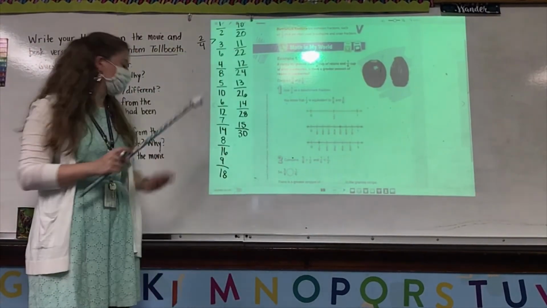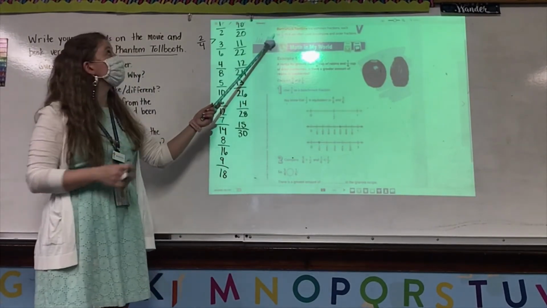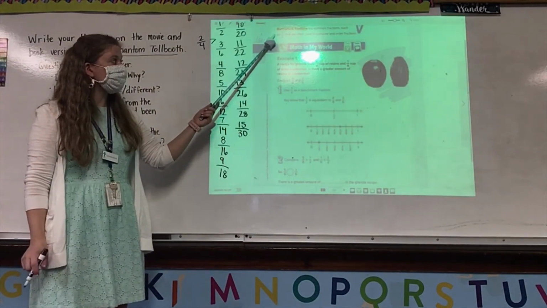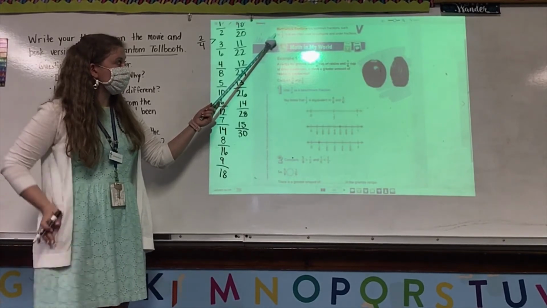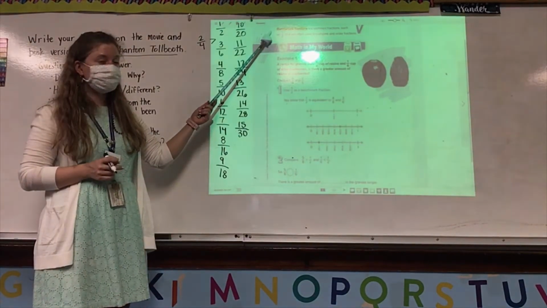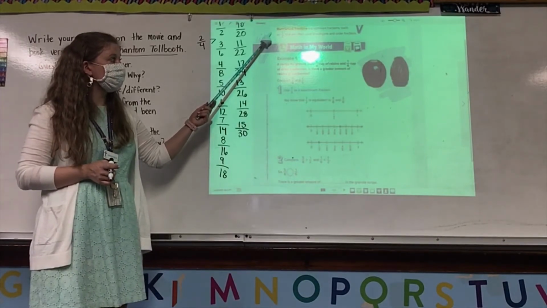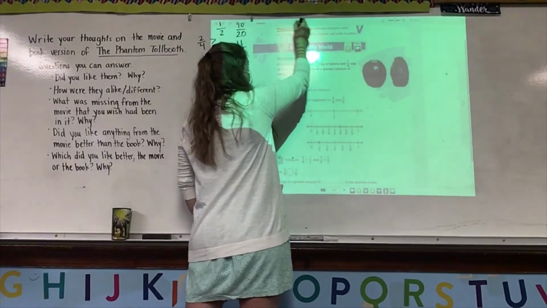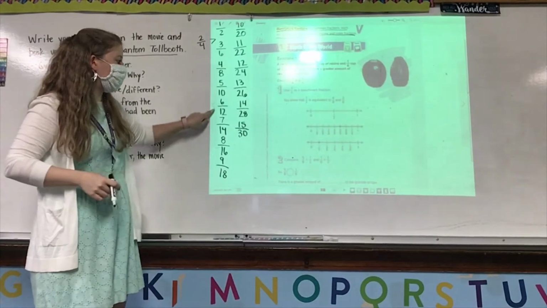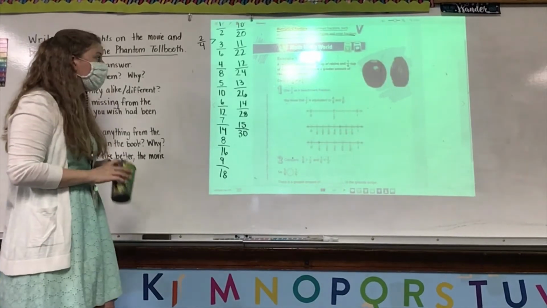The main part of the lesson. Please read the sentence under the title. Zari. Benchmark fractions are common fractions such as 1/2 that are often used to compare or order fractions. Good. So benchmark fractions are common fractions such as 1/2 and all of the fractions that are equivalent to 1/2 that are often used to compare and order fractions.